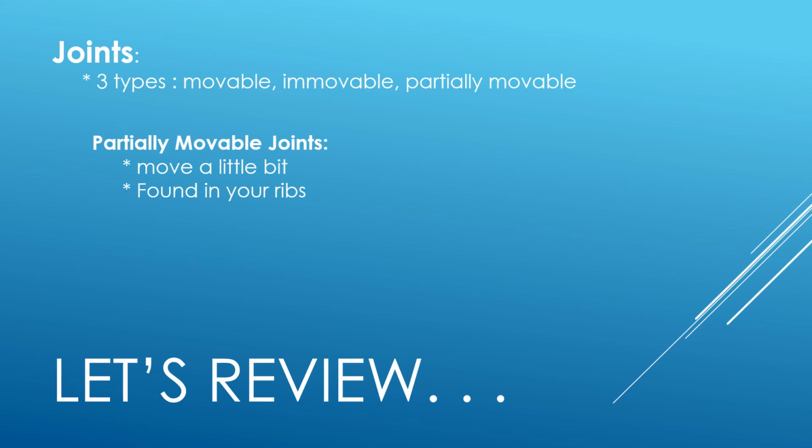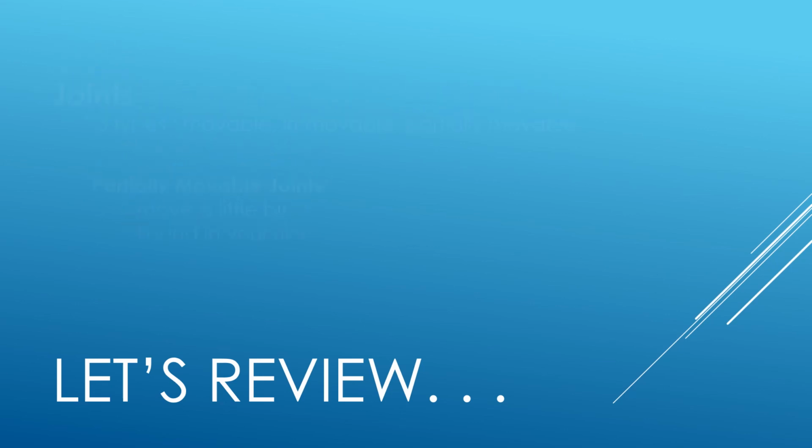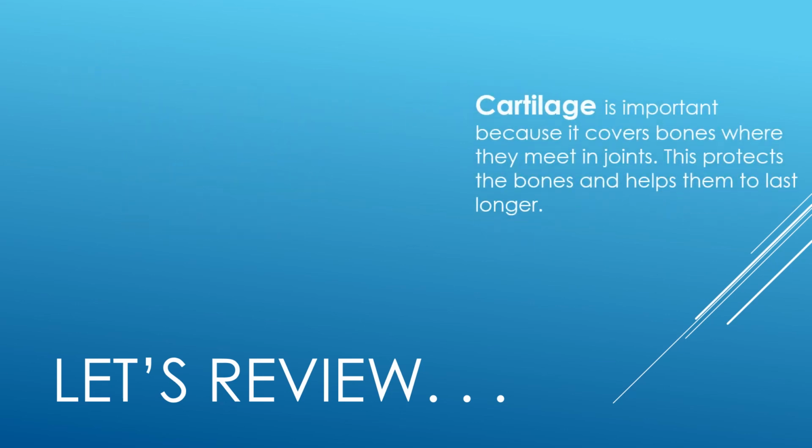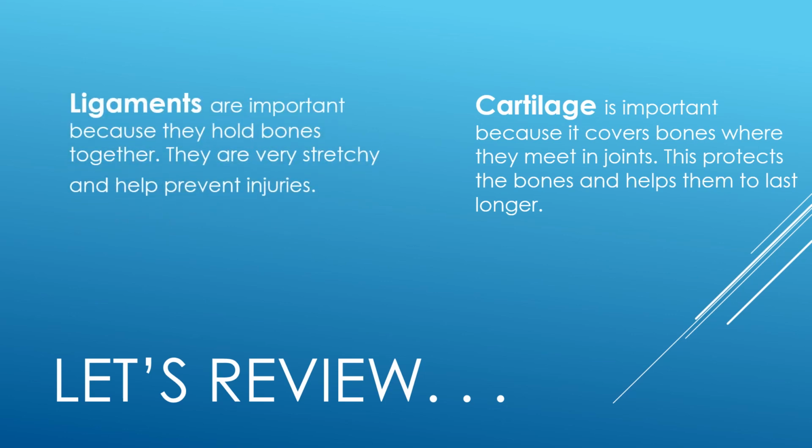Think about what cartilage and ligaments are and why they are important to our skeletal system. Cartilage is important because it covers bones where they meet in joints. This protects the bones and helps them to last longer. Ligaments are important because they hold the bones together. They are very stretchy and help prevent injuries.